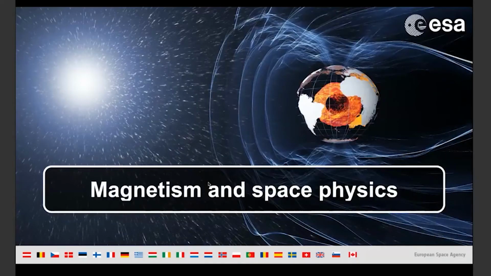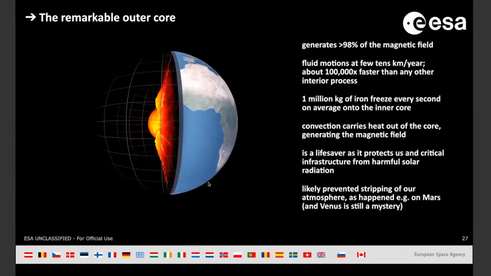I will move on now to magnetism and space physics. This is the second part of my talk, and I wanted to start by introducing to you what is called the outer core. You may know that the Earth is built of an inner core, an outer core, mantle, crust, and so on. What is not known to everybody is that this outer core is very special.